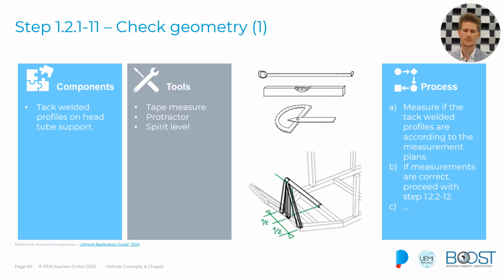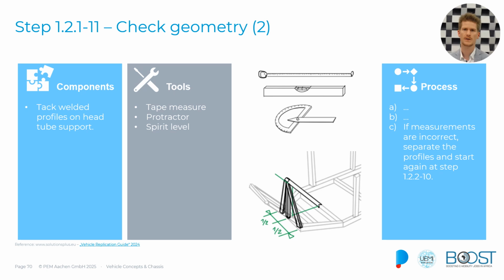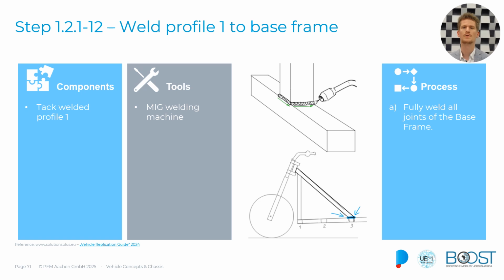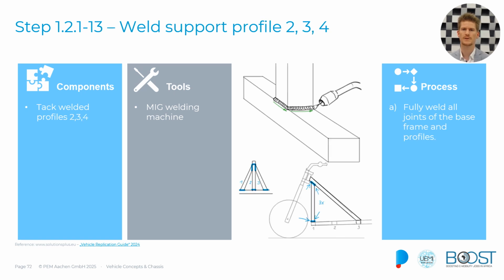If not so, we can again correct it. So this would be the next step. If we see that there are things that are not up to our standards and incorrect, we try to correct it. Once we have settled that everything is in place, we will then weld the profiles to the frame. So we start with this profile down here at the base frame, and then work our way to the support profiles 2, 3, and 4. Weld them again down here as well, and up at the top.